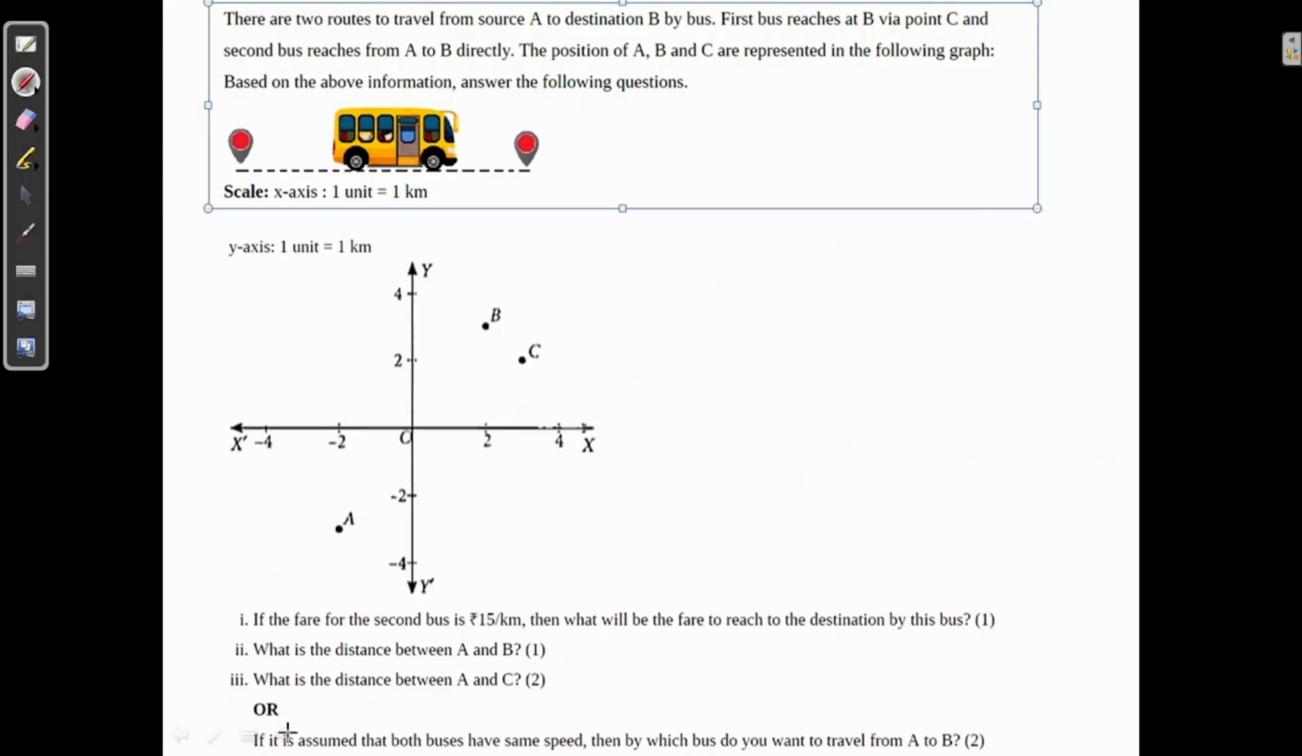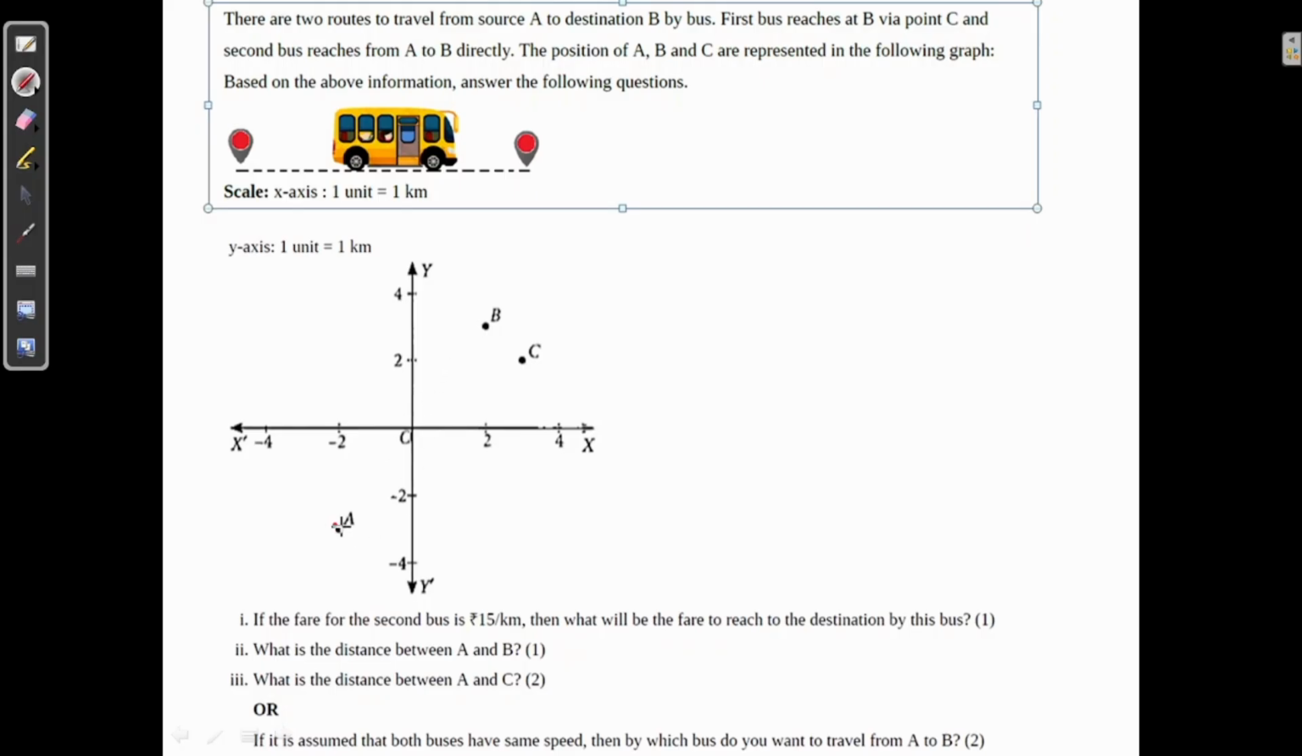Okay, now last one. If it is assumed that both buses have the same speed, then by which bus do you want to travel from A to B? Okay, so now they are asking by which bus you will go from point A to point B. Now don't guess, sir. Directly, it appears that it will be easier to go from point A to point B.